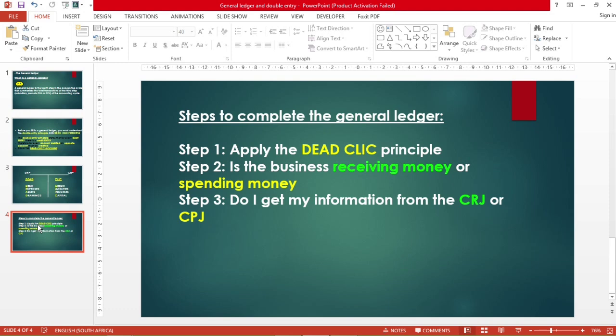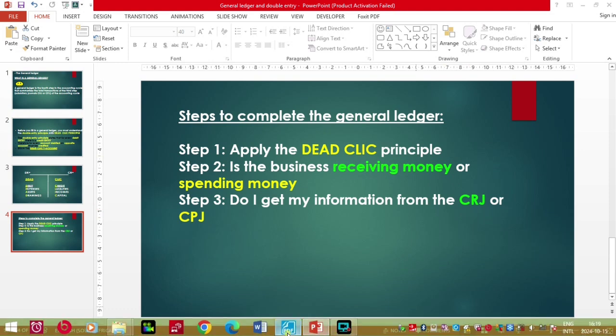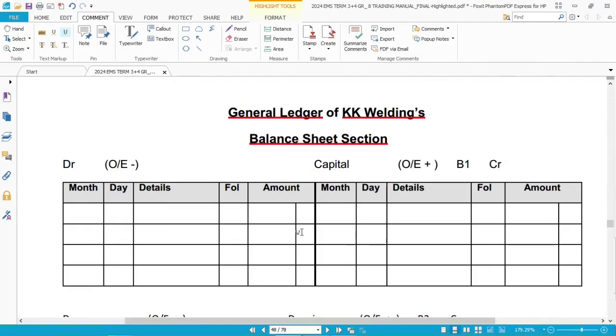Although I might be the owner of the business, that doesn't mean I'm spending money. Okay, the business and the owner are two separate entities. Okay, I'm giving my business money, therefore it's capital to the business. Don't confuse yourself. Okay, step 3. So since I'm receiving money, I'll get my information from the cash receipts journal. Okay, let's go to the cash receipts journal and get our information.